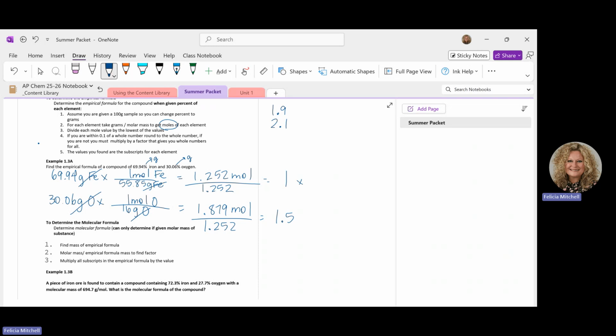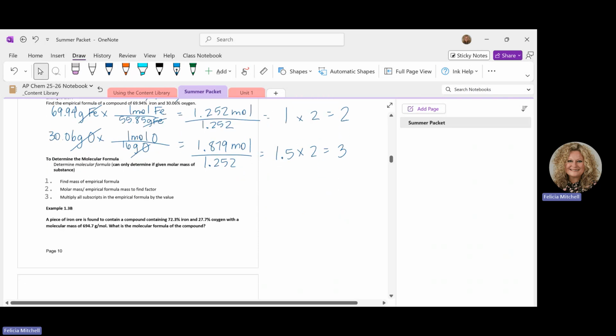So what do you do? You have to multiply both of them by the lowest number you can that would give you a whole number for that value. So I'm going to multiply them both by 2, because that would make that bottom one equal to 3: 1.5 times 2. So the empirical formula is Fe. Take that 2, make sure it goes with the Fe, 2. And then O, well, there's the 3. So there's my empirical formula for this compound.